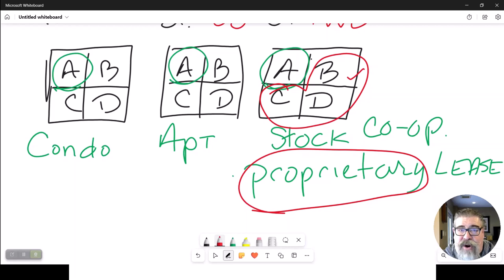Let me think about the best way to explain this. Let's say this building needs a new roof. And the company says, we've got to buy a new roof. And the new roof is $40,000. Each person, since there's four, I did easy math, would owe 10 grand to the company so the company could put a new roof on their building.